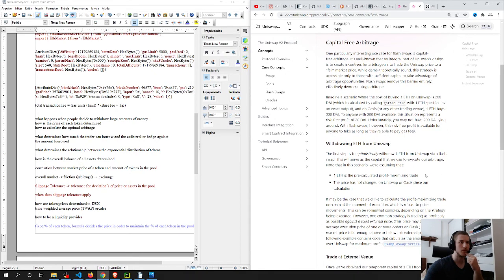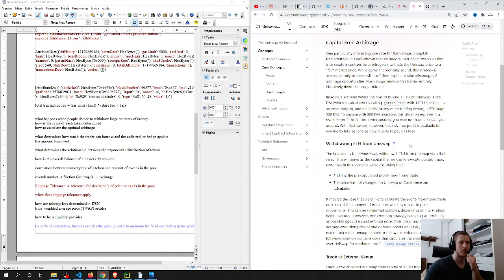Imagine a scenario where the cost of buying one ETH on Uniswap is 200 DAI, which is calculated by calling getAmountIn with one ETH specified as an exact output. And on Oasis or any other trading venue, one ETH buys 220 DAI. To anyone with 200 DAI available, this situation represents a risk-free profit of 20 DAI.